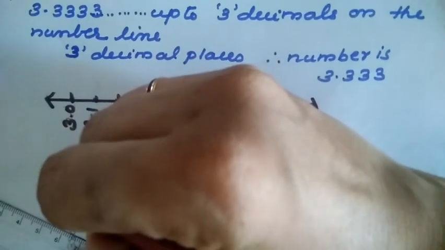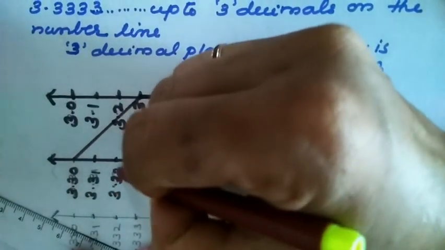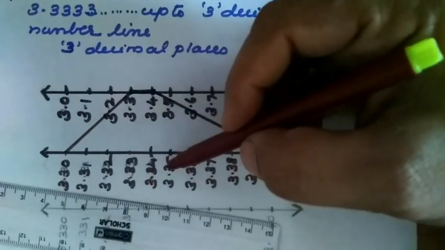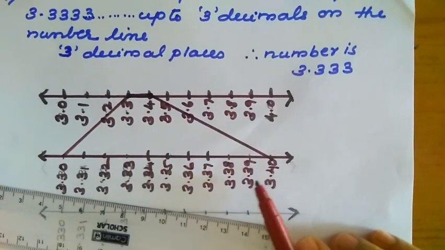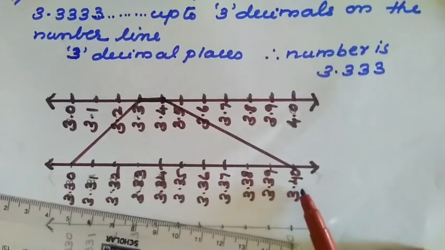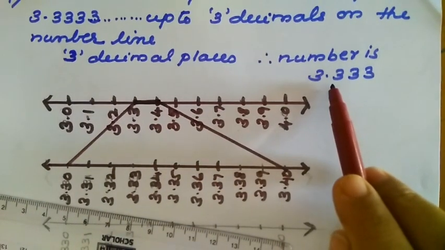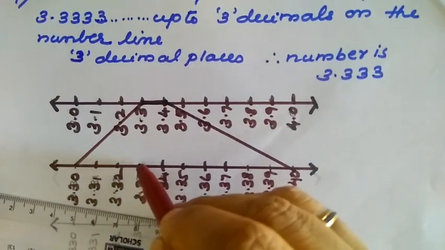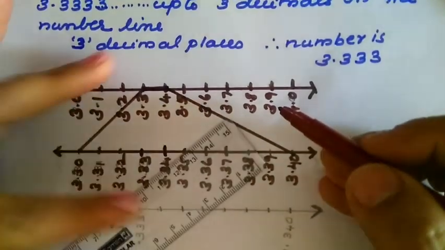So now our starting number is 3.30. Like this we will continue. 3.32, 3.33, 3.34, 3.35, 3.36, 3.37, 3.38, 3.39, 3.40. So we have used the magnifying lens here. Now again our number is 3.333. So it lies between 3.33 and 3.34. So next step of magnification starts.